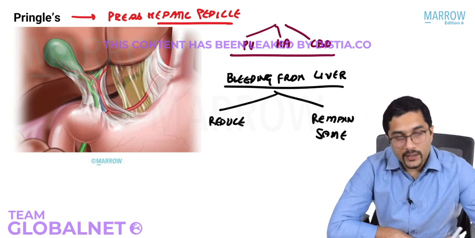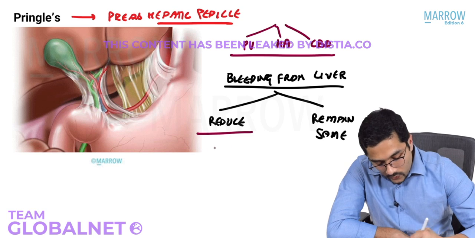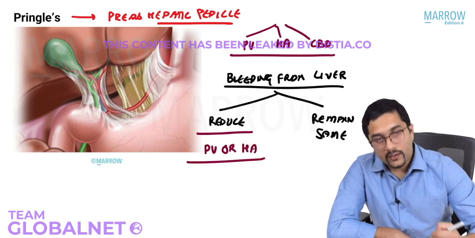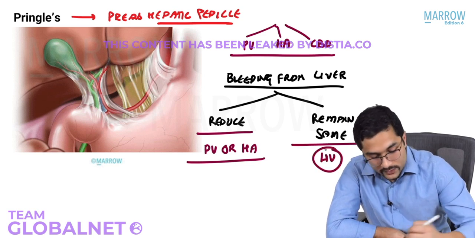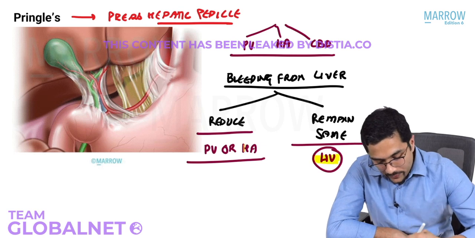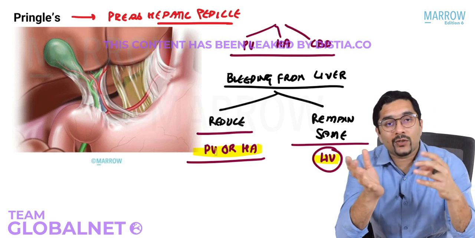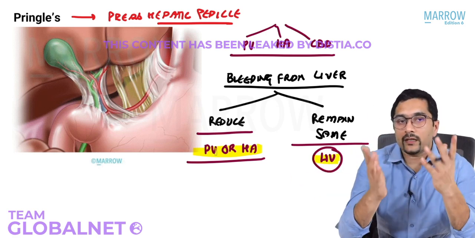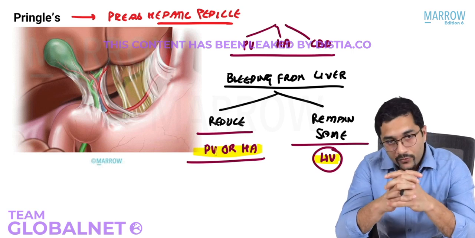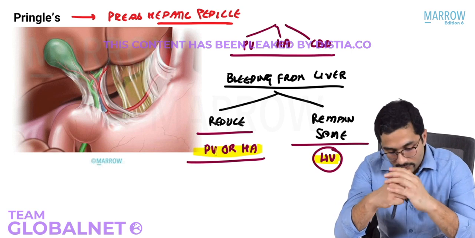So if the bleeding from the liver reduces, then we know the cause is either portal vein or hepatic artery. But if it remains the same, then it is the hepatic veins which are the cause. So it can temporarily control the bleeding, and this can even be utilized during liver resections. When you're carrying out liver resections for cancer, you can do a Pringle to control the bleeding there as well. And B, it tells you about the source of bleeding as well.